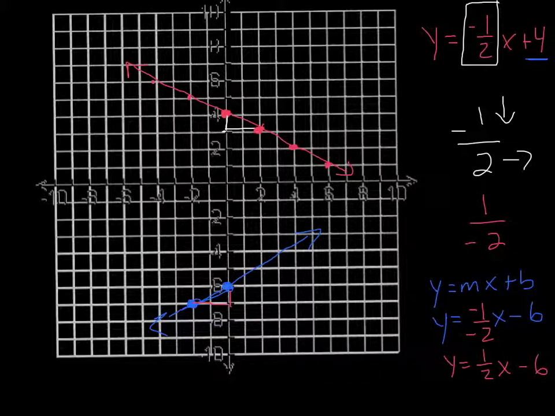Alright, hopefully that sums up slope-intercept form for you. If you have any more questions, feel free to ask.